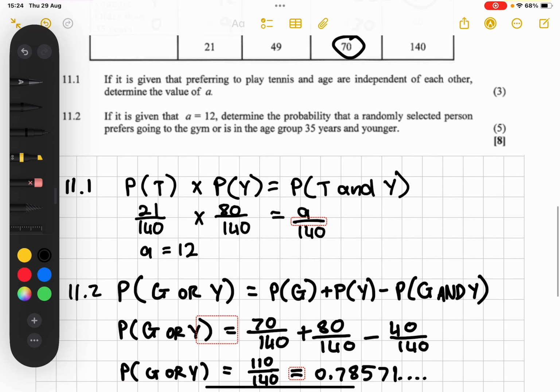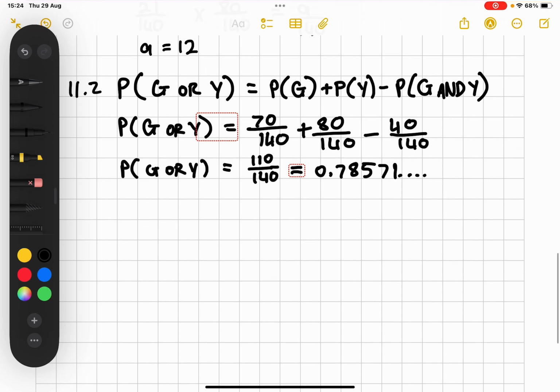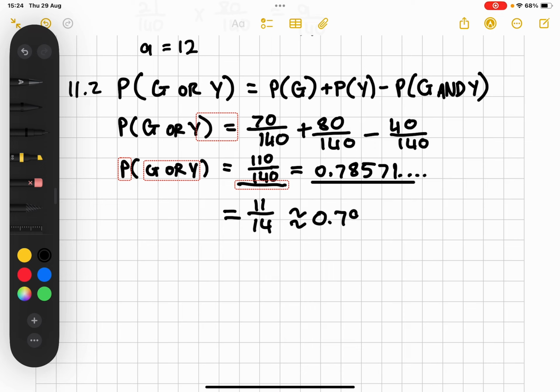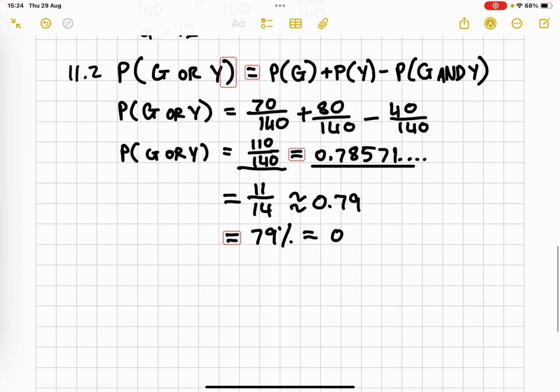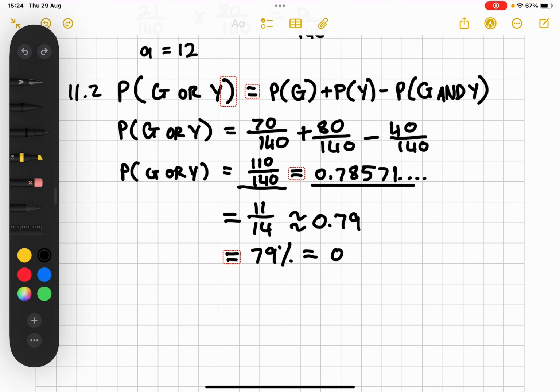Always look at your question. In this case, they didn't specify how your answer must be, but if they said a decimal, give them a decimal. If they say a fraction, give them the fraction. If they say a simplified fraction, give them the simplified fraction. If they say round it off to 2 decimal places, make sure you round off to 2 decimal places. If they say a percentage, you give them a percentage, 79%. If they say round the percentage off to 2 decimal places, you say 78.57%.